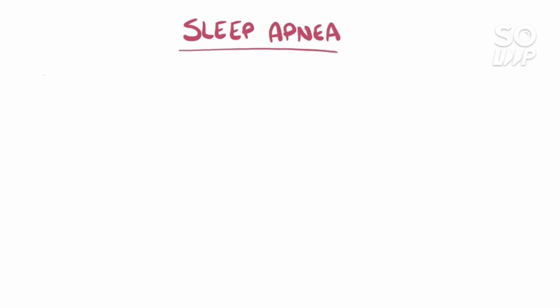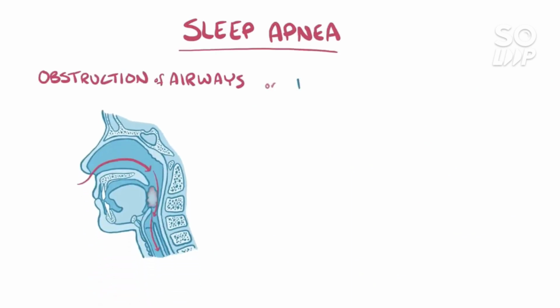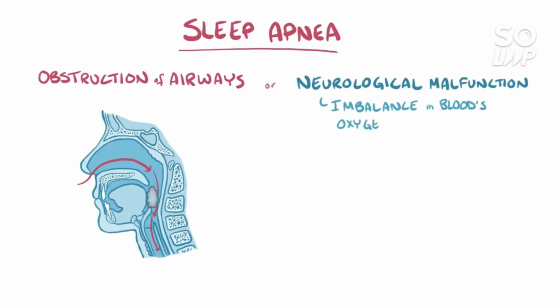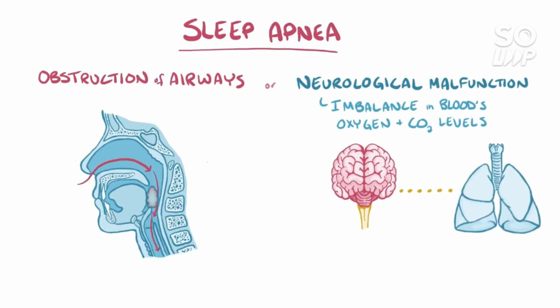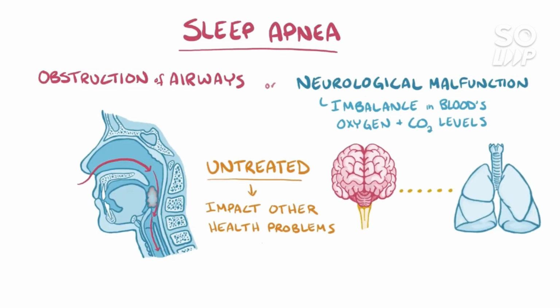Alright, as a quick recap, sleep apnea can be due to physical obstruction of the airway or from a neurological malfunction initiated by imbalances in the blood's oxygen and carbon dioxide levels, which regulate breathing cycles. Left untreated, the condition can interact negatively with other underlying health conditions, leading to serious complications.